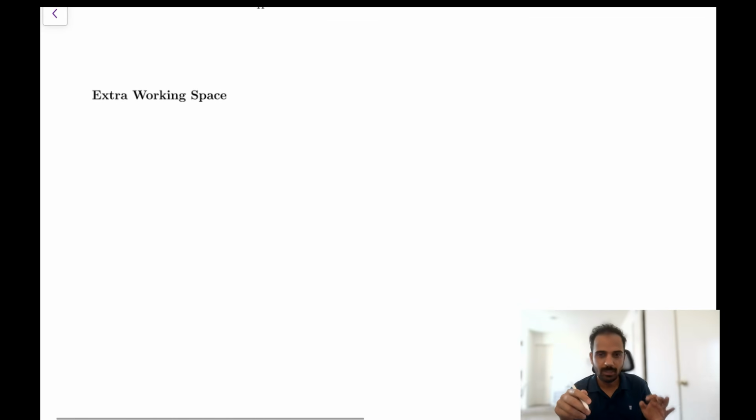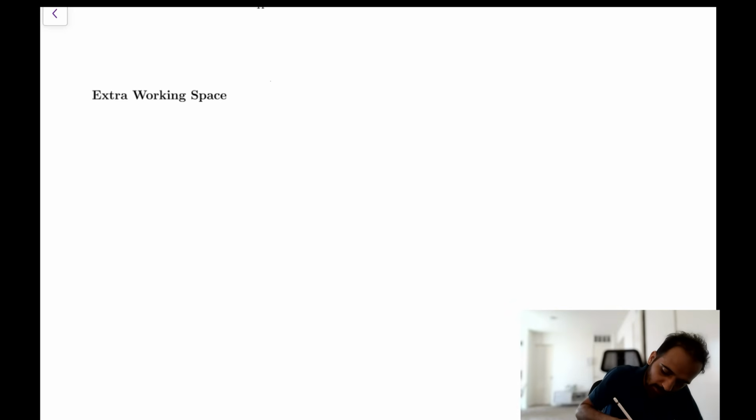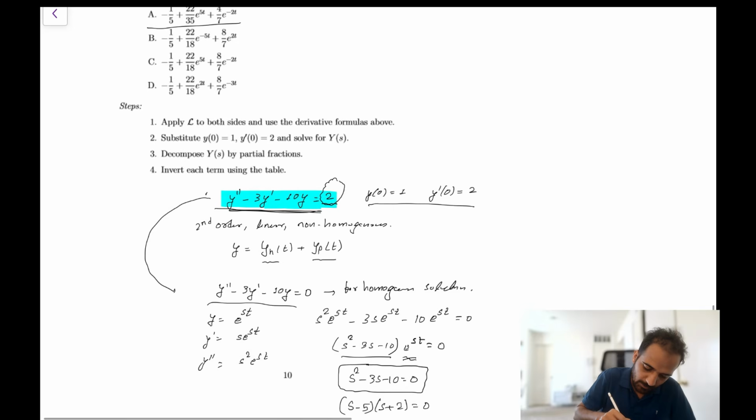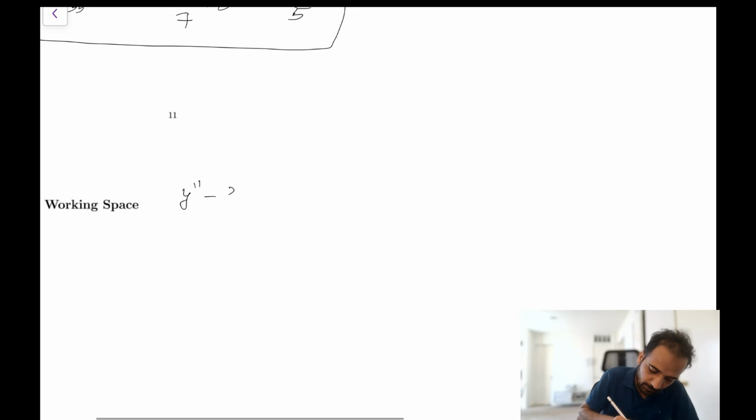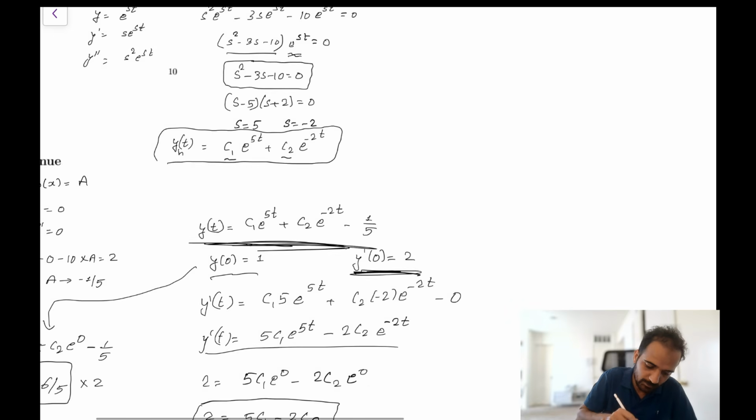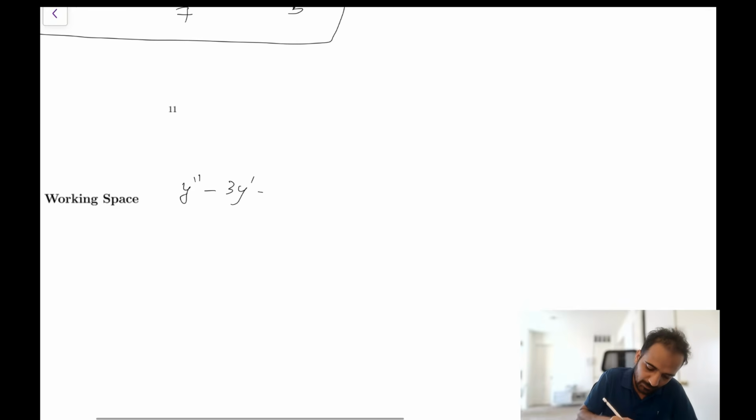Now I will use the Laplace transform to solve the same ODEs. Okay, the same ODEs is y double prime minus 3y prime minus 10y is equal to 2, with y of 0 equal to 1 and y prime of 0 equal to 2.